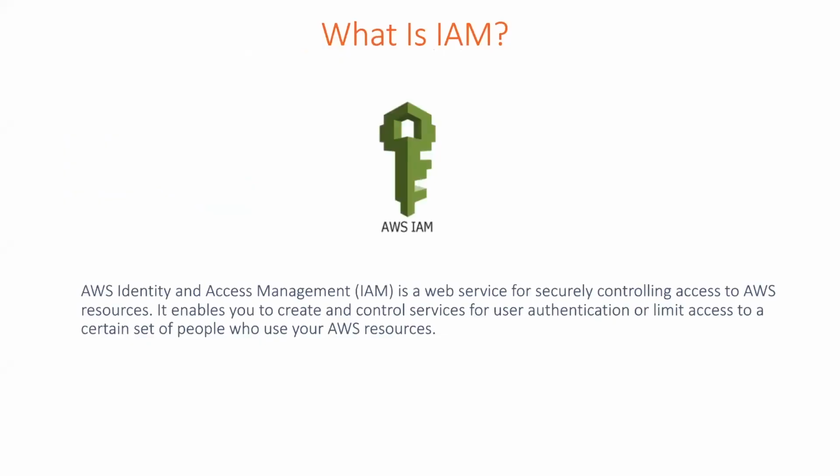So like I described in the last slide, IAM is a web service which is available in the portal that you can browse through for securely controlling access to your AWS resources. It will help you create and control services for user authentication or limit access to certain set of people who use your AWS resources.